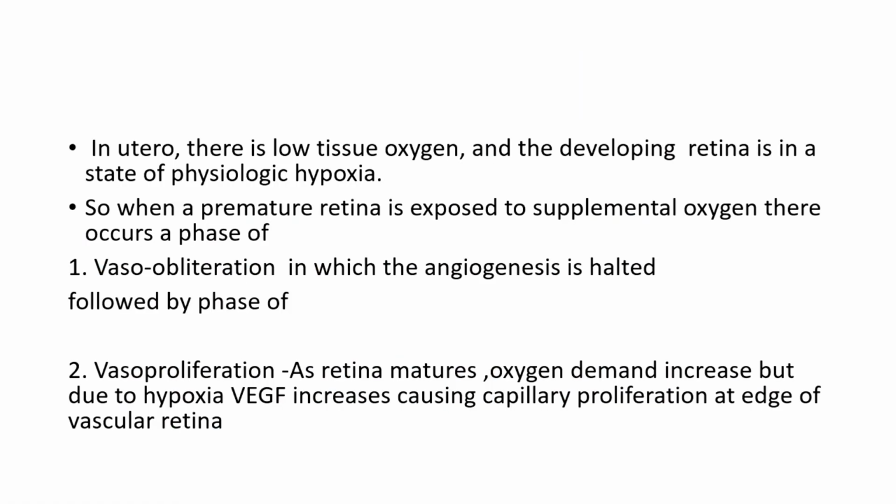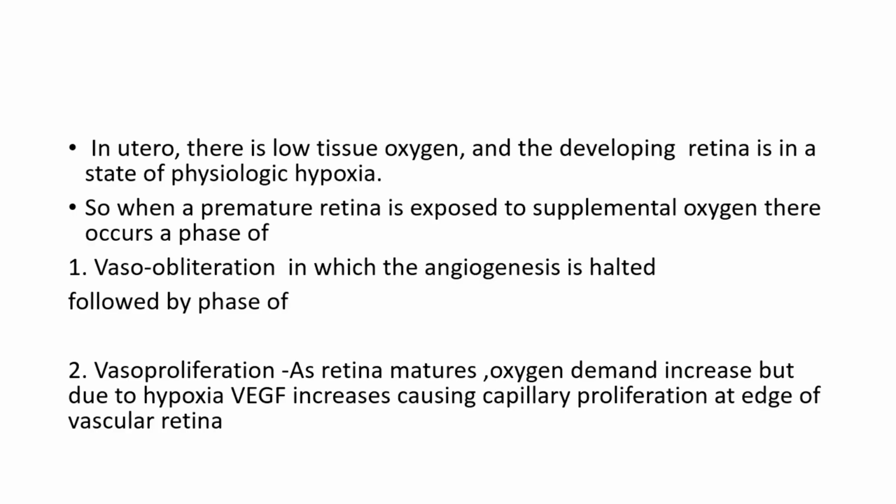So inside the uterus, there is low tissue oxygen and the developing retina is in a state of physiological hypoxia. So when a premature birth happens and this premature retina is exposed to supplemental oxygen, there occurs a phase of vasoobliteration. Hence, the angiogenesis is halted. So this vasoobliteration is followed by a phase of vasoproliferation.